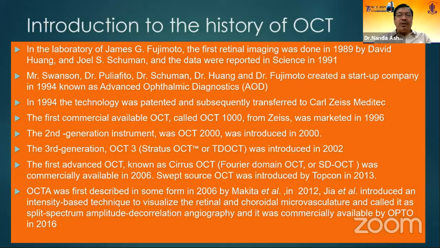The second generation was OCT 2000, introduced in 2000. The third generation OCT, which was called OCT 3 or the Stratus OCT or time domain OCT, was introduced in 2002. The first advanced OCT, known as the Cirrus OCT, which is a Fourier domain OCT or a spectral domain OCT, was commercially available in 2006. Swept source OCT was introduced by Topcon in 2013, and OCT angio, the principles were described way back in 2006 by Dr. Matika et al. Subsequently, the principles were further modified by Dr. Jia et al. in 2012, and it was Optos which introduced the first commercially available angio OCT in 2016.